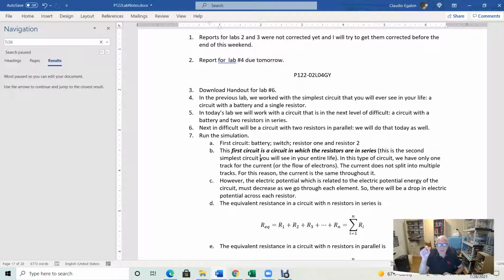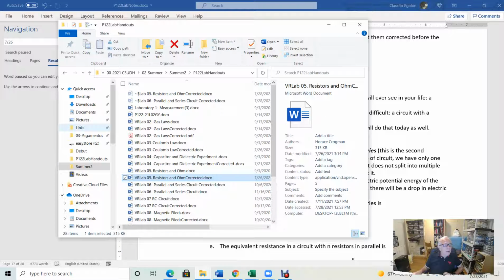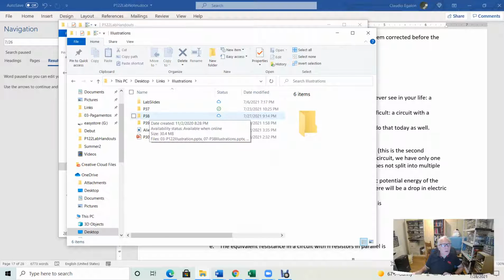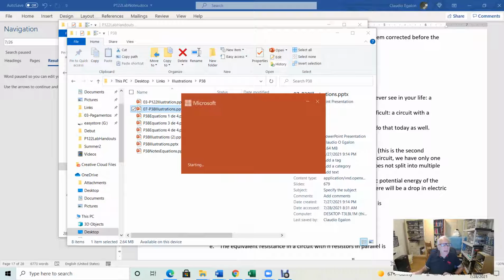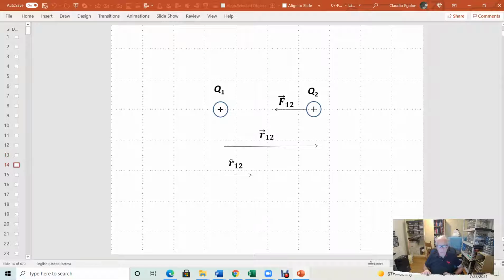Remember the definition of current? The definition of current is the amount of charge per unit of time that flows through a given section of the wire. Any questions so far? So I will get my illustration here. I'm going to do my own illustration in my own PowerPoint slides.